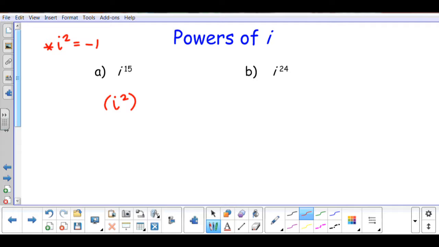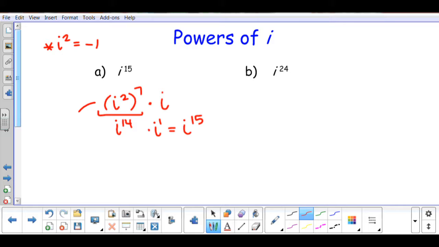So I want to figure out 2 times what number can get me as close to 15 as possible without going over. So I know 2 times 7 will get me to 14. So that would need to have an extra i added to it. So that extra i to get me to 15 is going to be multiplied behind. So the i squared to the 7th would be i to the 14th times i. So all of that together will equal i to the 15th.